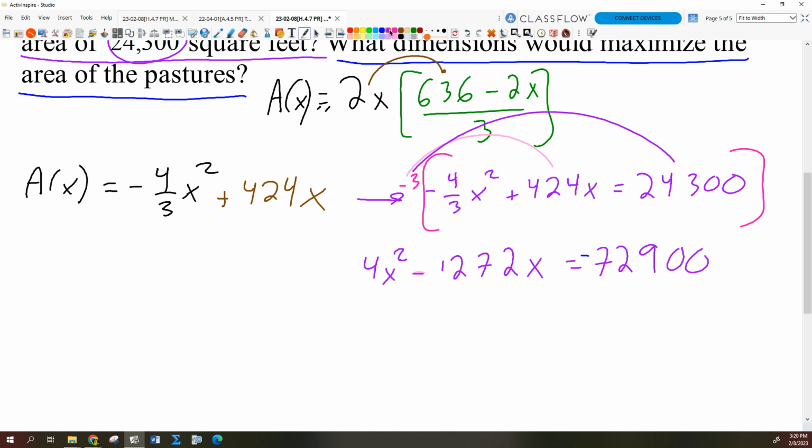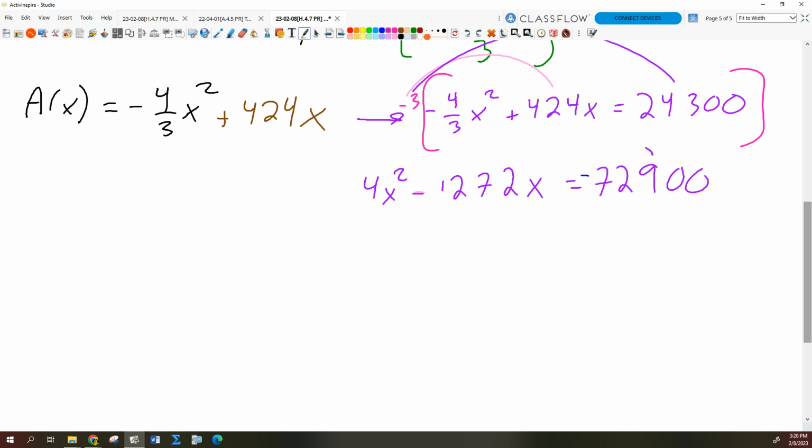Okay, what else do I need to do here? There's still something wrong with this equation. It doesn't look like it's in the right form to me. Oh, you need to add 72. Oh, okay, good. I've got to set it all equal to 0, don't I? I've got to put it in standard form. So I could push this term over to the other side, and now I get 4x squared minus 1272x plus 72,900 equals 0.